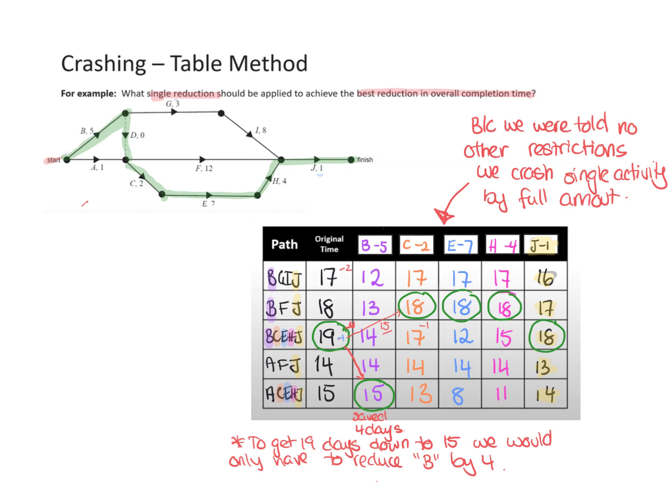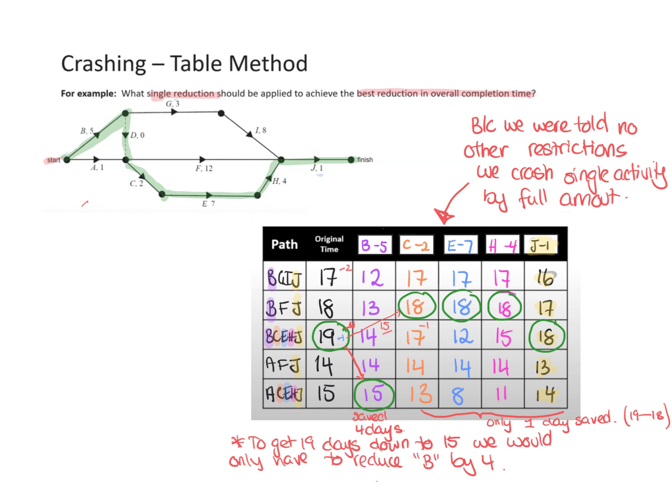Okay, so we probably could write a little comment there that these guys only saved 1 day, only 1 day saved, because it went from 19 to 18, so only 1 day.